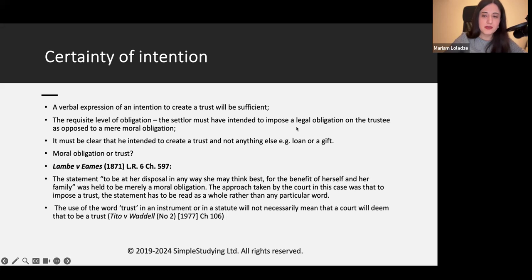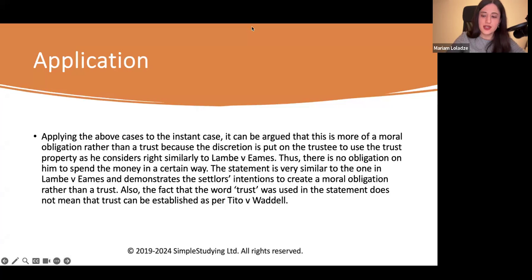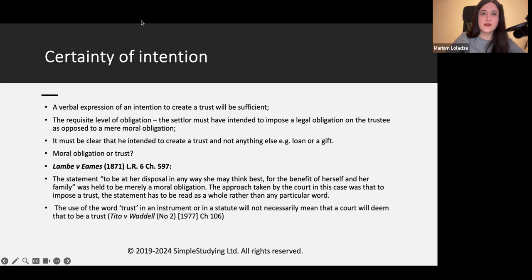The approach taken by the court in this case was that to impose a trust, the statement has to be read as a whole rather than any particular word. So it's not about just looking at particular words, but it's about the whole of the entire statement. We need to look at the entire statement to see whether or not the trust exists, rather than just look at the particular words.